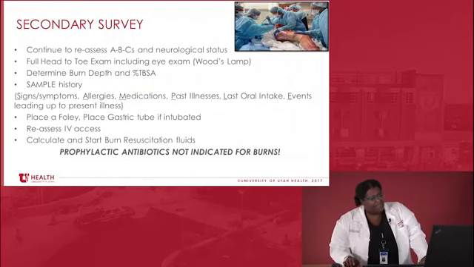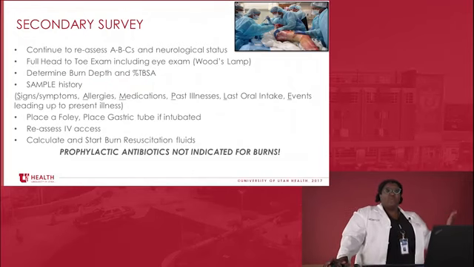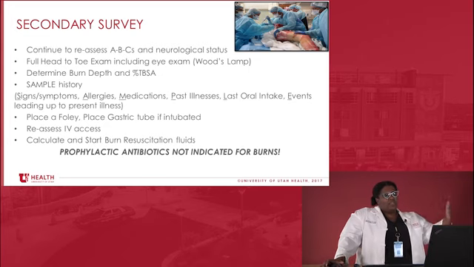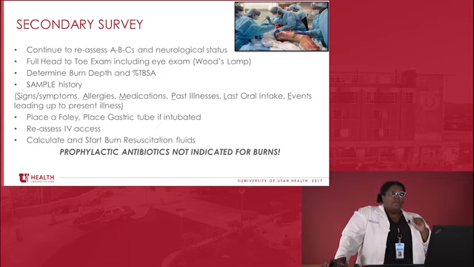So I forgot, with our secondary survey, we do have to go through from head to toe and do a full exam. We also are continually assessing our ABCs and neural status. And then we also want to determine the burn depth. We'll get to that in a minute. Remember your SAMPLE history where you can get some important data. Make sure you get this before you put the breathing tube down.